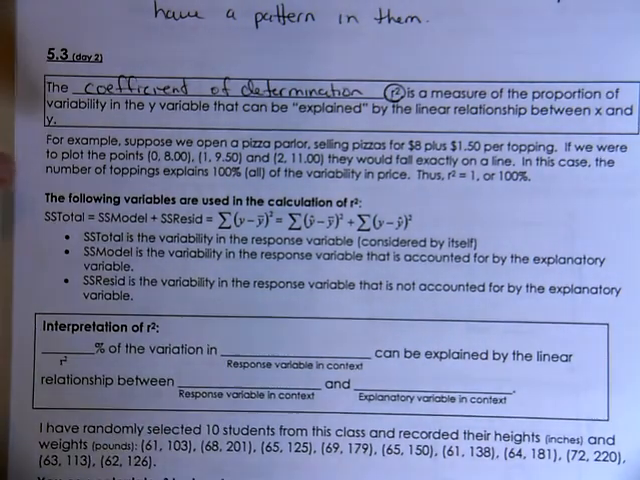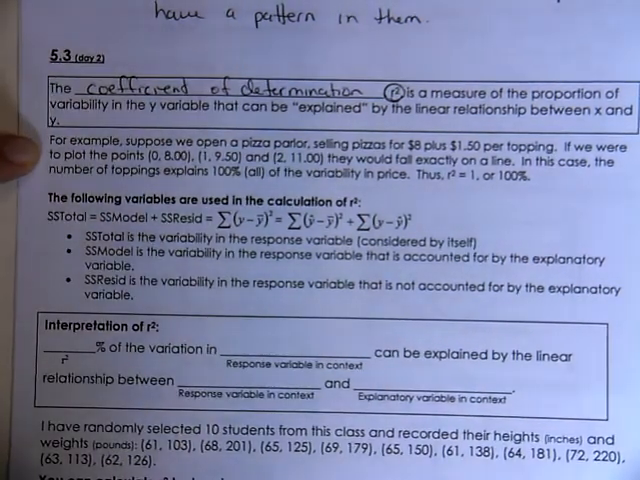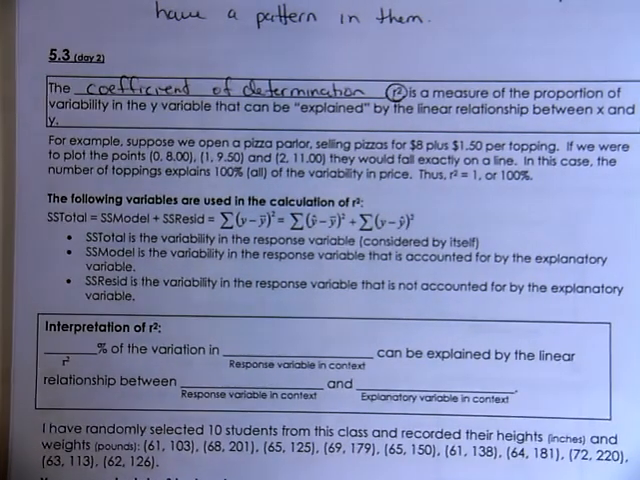So for example, suppose we open a pizza parlor selling pizzas for $8 plus $1.50 per topping. If we were to plot the points (0, 8), (1, 9.50), and (2, 11), they would fall exactly on a line. So in this case, the number of toppings explains 100% or all the variability in the price. So r squared is 1.